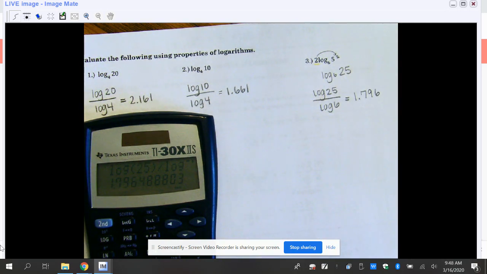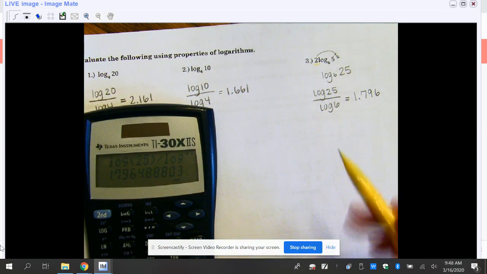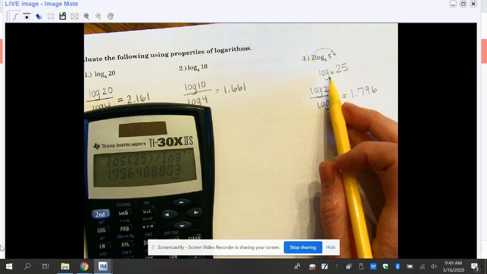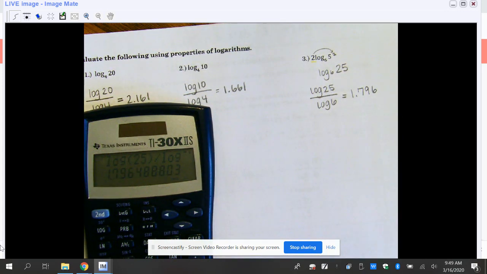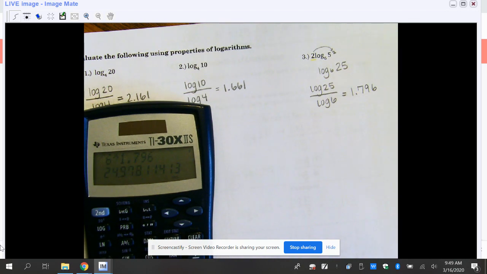And so now I can kind of check that because again, I'm solving for my exponent. 6 to what power is 25? So 6 to the 1.796 power should get me pretty close to 25. It's 24.978.